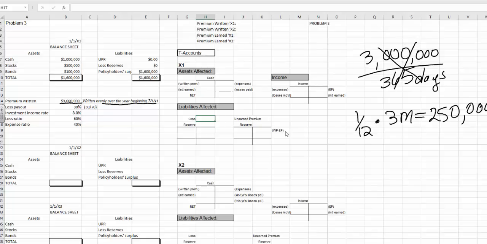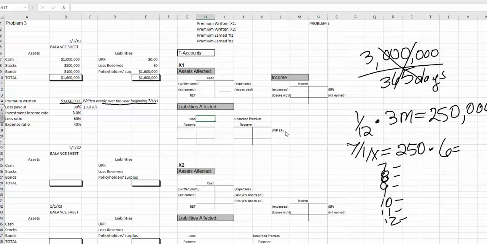So we know if it's written 7/1x1, then by the end of the year, 250 times 6, or that written for the months of July, August, September, October, November, and December, that's 6 months, 1, 2, 3, 4, 5, 6, are all written during X1. So that's 1,500,000, or half of our 3 million. We'll put that here. And the other 1,500,000 is written in X2.